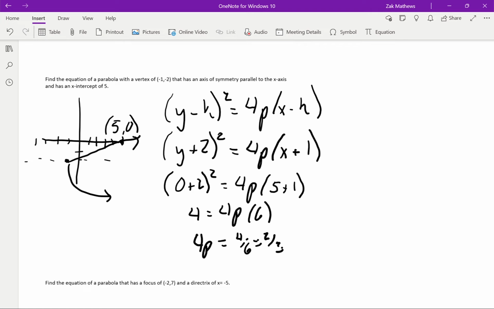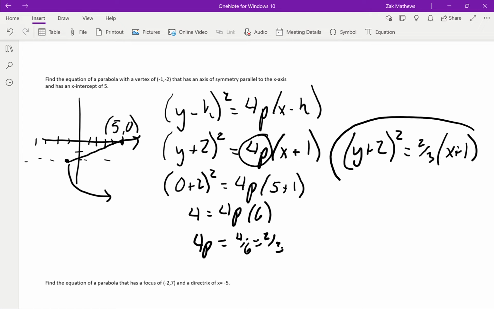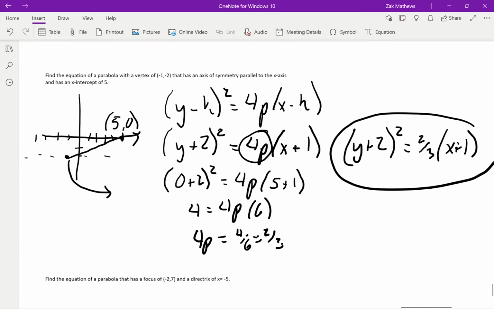And again, the reason for that is that's what I need to plug into the equation. So 4p would be 2/3, x plus 1. And that would be our equation.